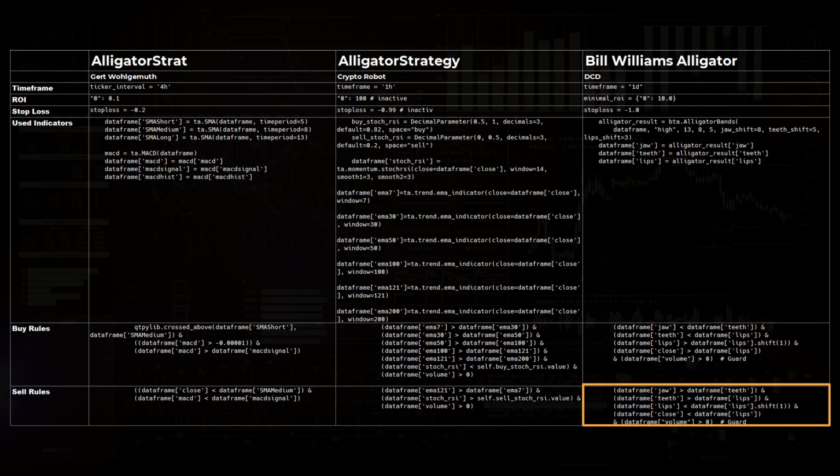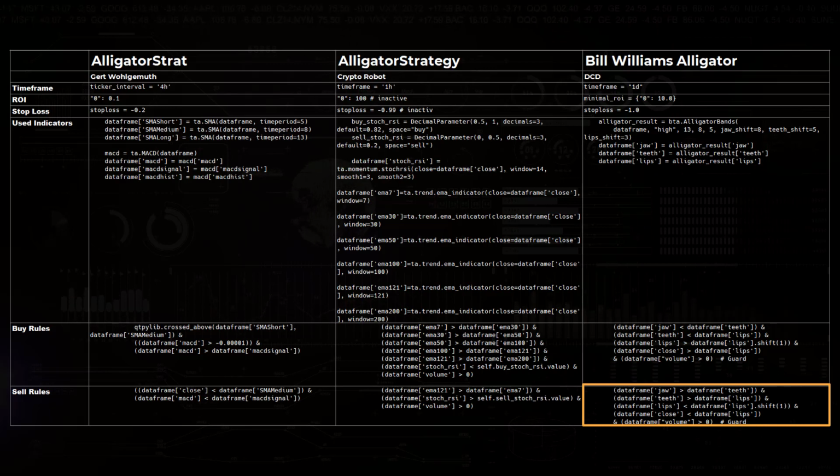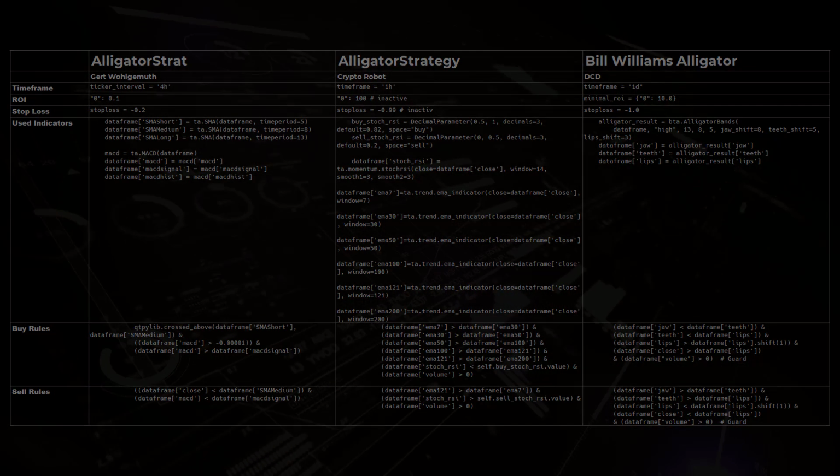And finally, in the Williams alligator, the sell rule is as follows: the jaw should be above the teeth, which should be above the lips, but the lips should be below the lips minus 1 day, so yesterday, and the close should be below the lips. And then, of course, the volume should be above 0.